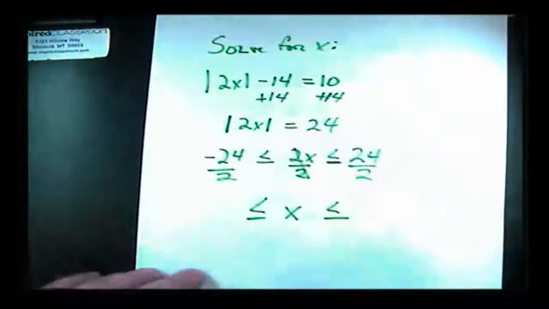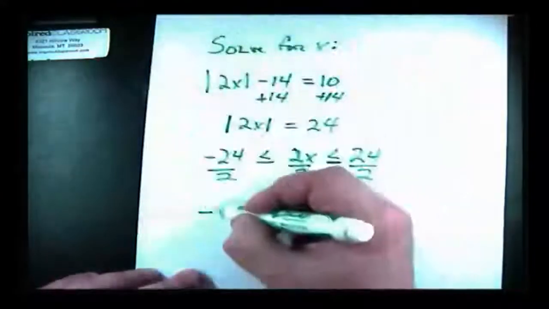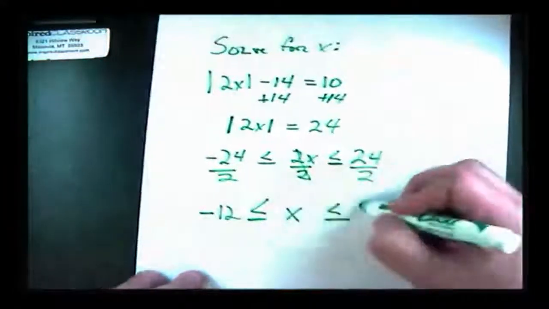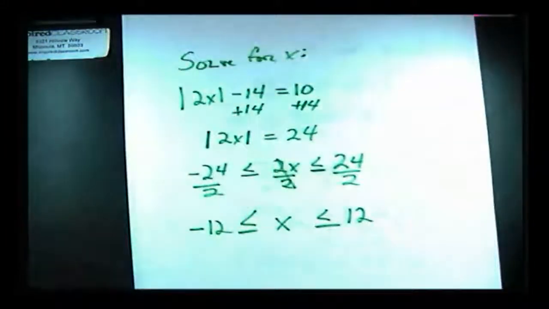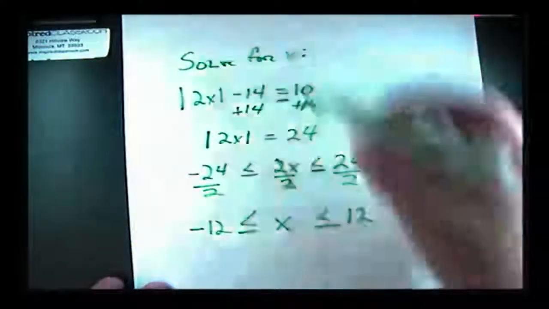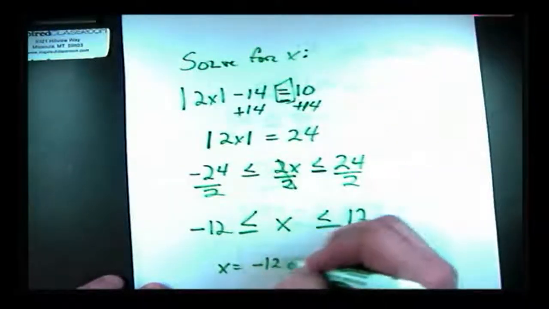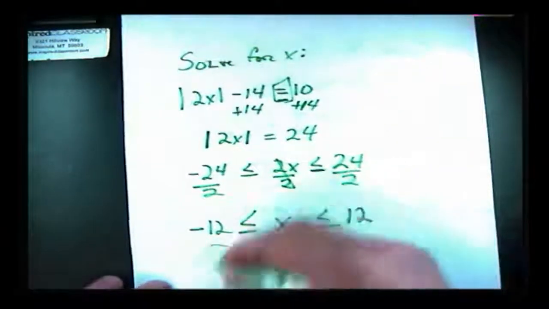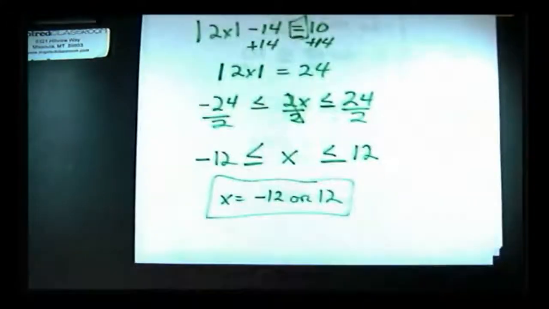Negative 24 divided by 2 is a negative 12, and 24 divided by 2 is a positive 12. So x is going to be between negative 12 and positive 12. And since we were looking at an equal sign from the very beginning up here, we can say x equals negative 12 or positive 12. So that's how we solve absolute value problems. We have to break them up and solve them both for their positive and for their negative.